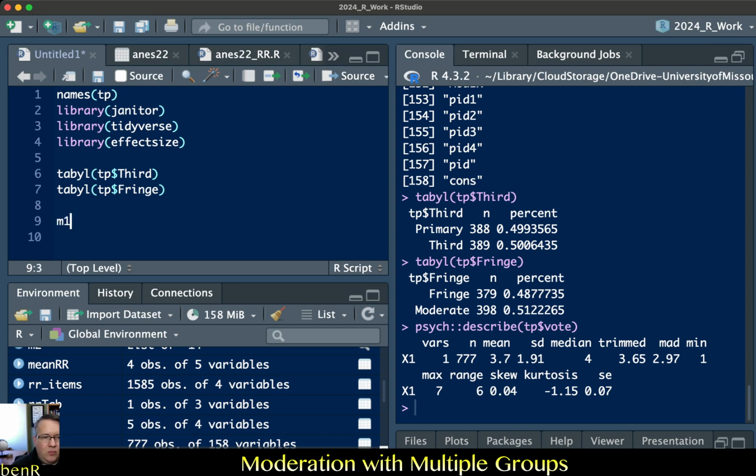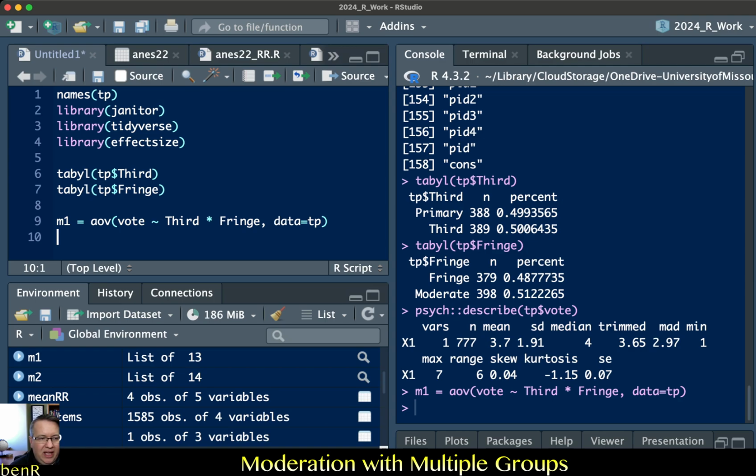We will say M1 equals AOV, and this is the structure of basic ANOVA. So M1 is just model 1 or whatever you want to name it. This name's arbitrary. And then equals AOV is the command for an ANOVA. Vote is our outcome variable. And then tilde, we're going to put both factors here. So we're going to say third and fringe. And we're doing this times sign to indicate that we also want the interaction of the two factors. And then we're going to say data equals TP, which is the name of my data set, and run that.